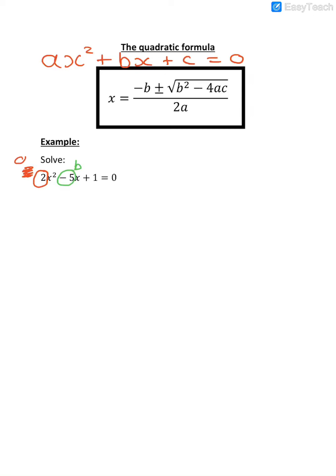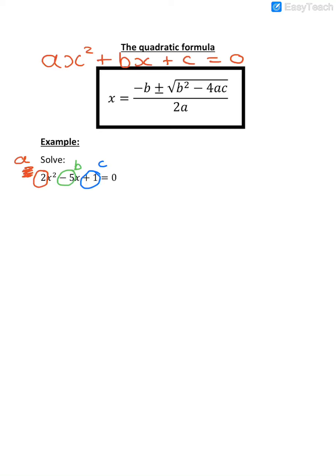Sorry, that should say a. So that's a, that's b. And then finally c, as you can see from the general form, is on its own without x's or x squareds. So I need to call my c the number 1. So that's a, b, and c.